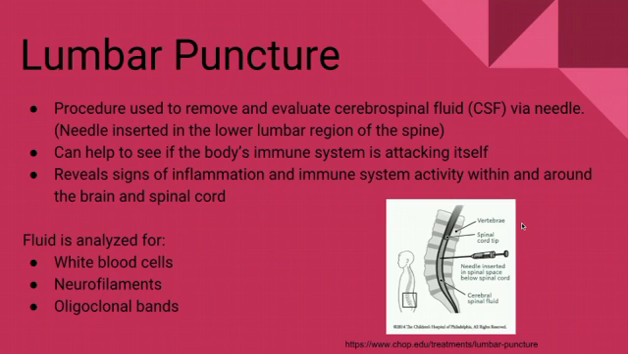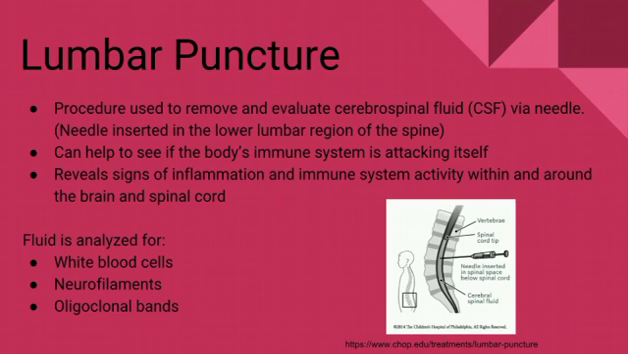Also, there is a lumbar puncture procedure that is also used. So this is used to remove and evaluate CSF via a needle. So the needle is inserted in the lower lumbar region of the spine, and it can help to see if the body's immune system is attacking itself, and it reveals signs of inflammation and immune system activity within and around the brain and spinal cord. So the fluid is analyzed for white blood cells, neurofilaments, and oligoclonal bands.